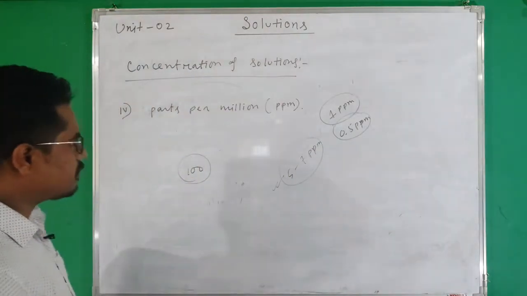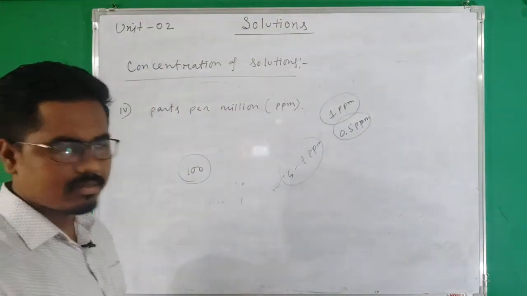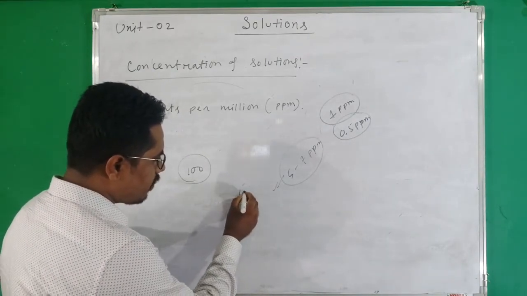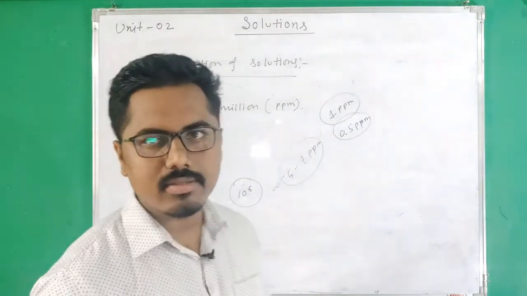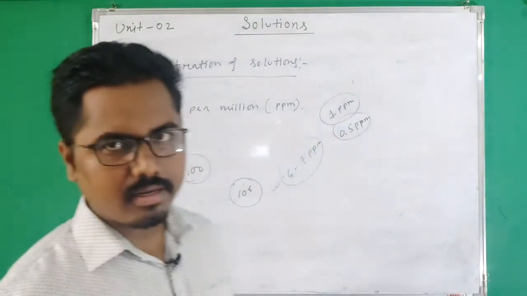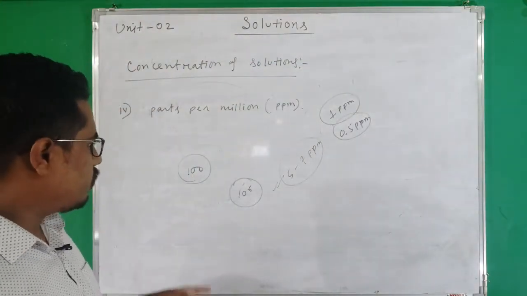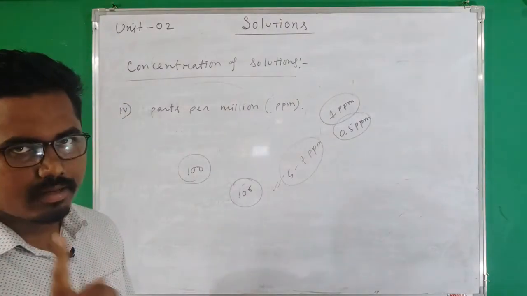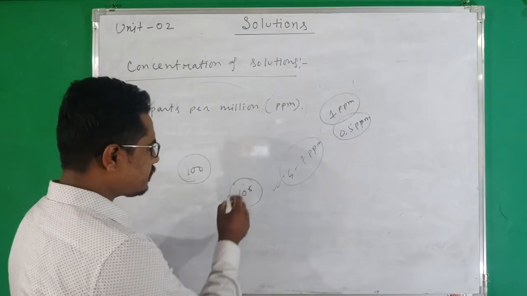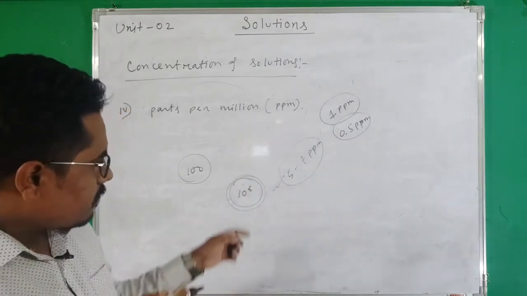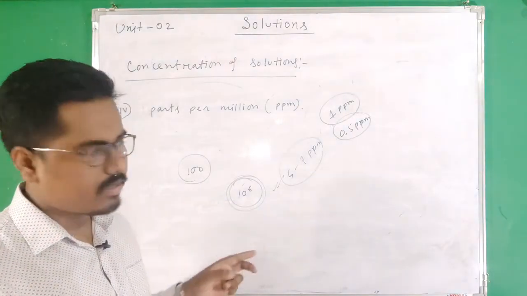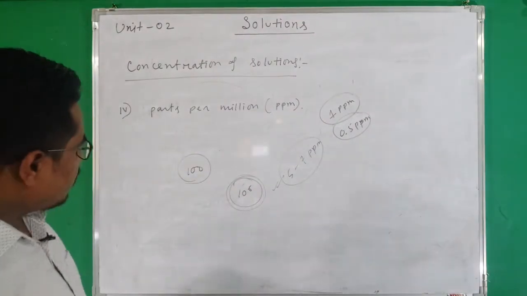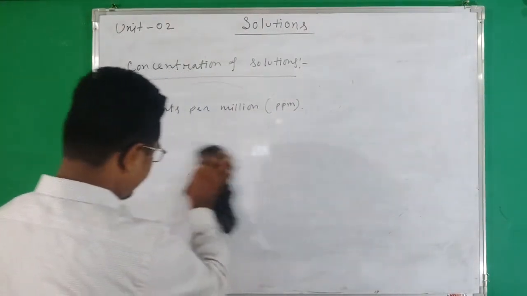Then we will express the concentration, or compare the amount of that component in 1 million of the solution. Here we will not compare in terms of 100 or 1000, because the component is present in very less amount. Therefore we have to compare the component in terms of 1 million of the solution, so that the result will become high. So parts per million is expressed like this.